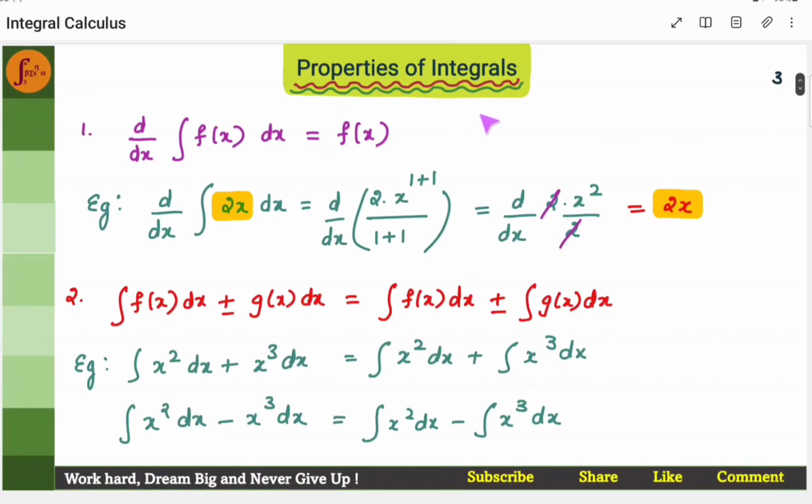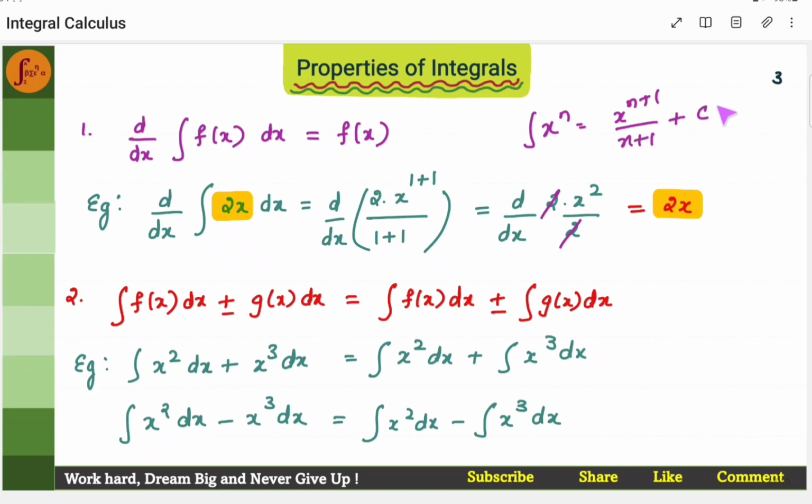Let's go through a few key properties of integrals. Simple, they are nothing but the derivative of the integral of a function is nothing but the function itself. So basically, if I take, say, 2x, what is the integral of 2x? You'll have to use the formula. What is the integral of x to the power n? It is x to the power n plus 1 by n plus 1, plus constant.